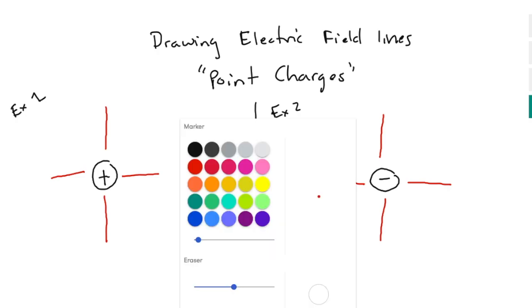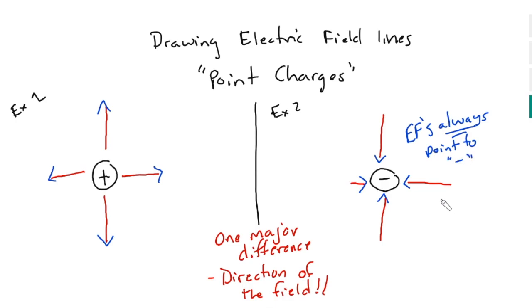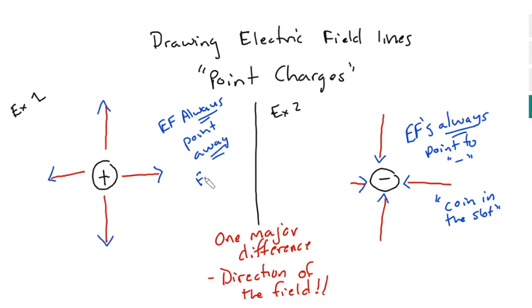So I'm going to look at this right here, and I'm going to tell you right now that for a positive charge, the electric field strength points away. And for a negative charge, the electric field strength points inward. And this will always be the case. Electric fields always point to negative. All right, and I remember this as saying put the coin in the slot. And electric fields always point away from positive.